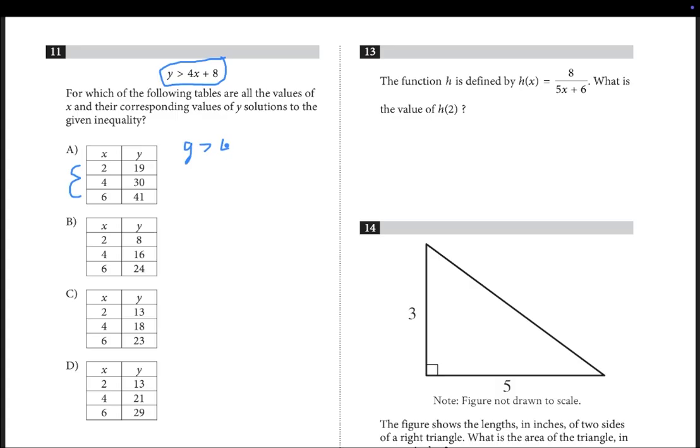So I'm going to input 2 for x, so 4 times 2 plus 8. So our y value, 8 plus 8, has to be greater than 16. So which one of these has a y value greater than 16? We see that's only A, so that means our answer has to be A, as all these other ones are wrong.